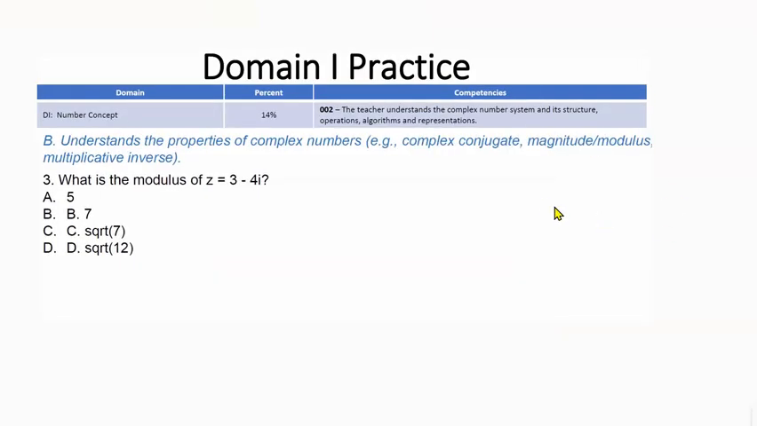Here we go. Well, it's question number 3. Okay. Domain 1, still domain 1. Competency 2. Understand the properties of complex numbers, which are complex conjugate, magnitude, modulus of z, and multiplicative inverse.